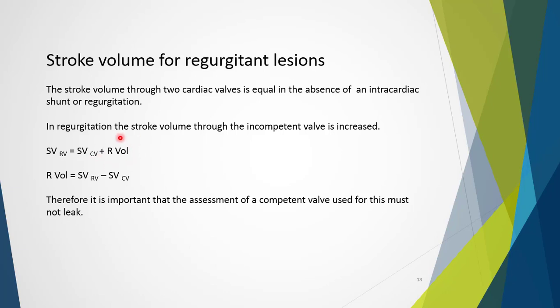To work out what the regurgitant volume is, we just need to rearrange our formula. Therefore, it is important that the competent valve used in the assessment must not leak. It will skew this value. To do so will significantly distort the calculation and give a result that is invalid. Viewing the calculation that we have here, we can see a larger CV, competent valve, will lead to the regurgitant volume being reduced.